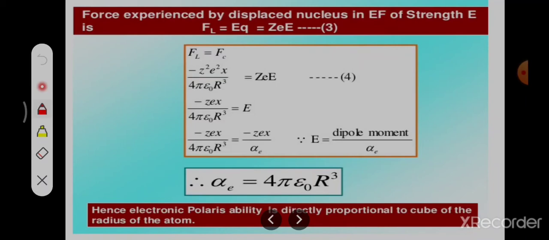Hence, the electronic polarizability is directly proportional to the cube of the radius of the atom, that is capital R cube. Here alpha E is the electronic polarizability and 4 pi epsilon naught is the proportionality constant. This is about electronic polarization.